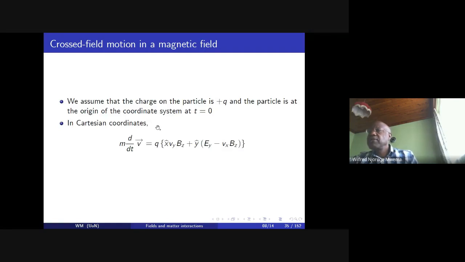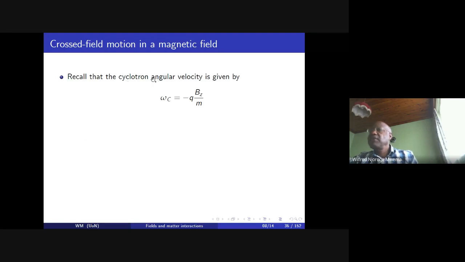So in Cartesian coordinates, we can write that the force will be given by that force equation, where we have both the force in the x direction plus another force in the y direction. Okay, remember this is what we were talking about when we were looking at Hall effect, so to speak. So we recall that the cyclotron angular velocity is given by omega c equal to minus q Bz by m.